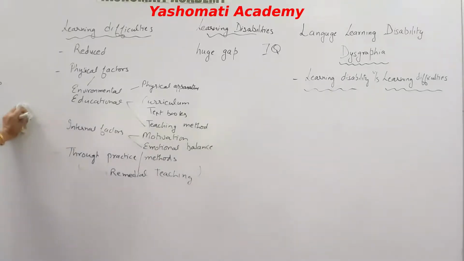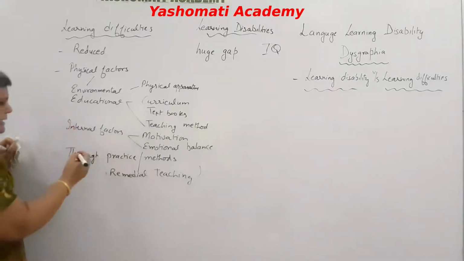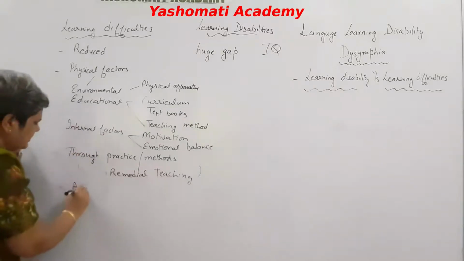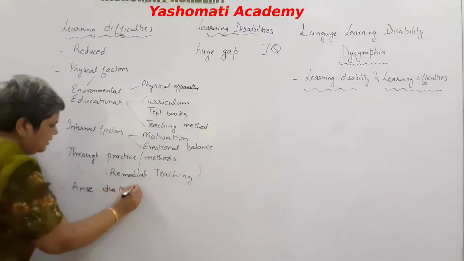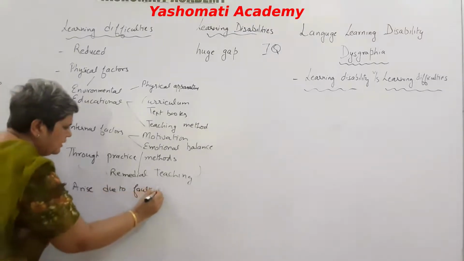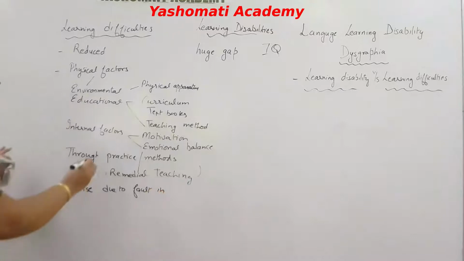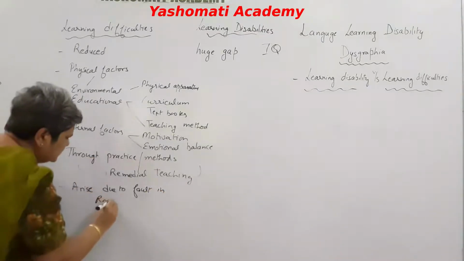What we see is that usually these learning difficulties arise. What could be the reason? They arise due to fault, maybe in receiving the stimulus.